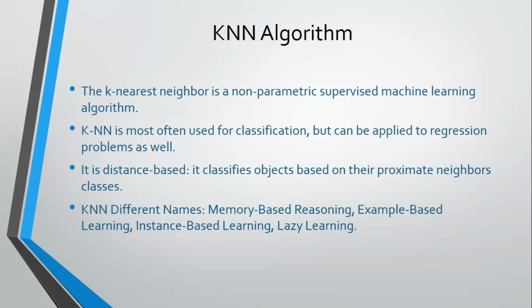Other names we can refer to KNN by are memory-based reasoning, example-based learning, instance-based learning, and lazy learning. Why do we call it lazy learning? Here it takes more time to train and more time for classification. That is why we call it lazy learning.